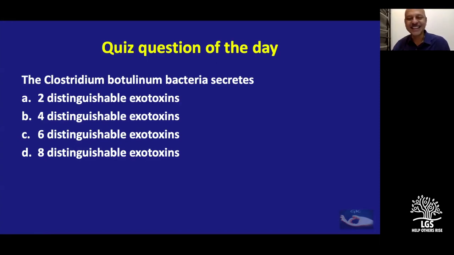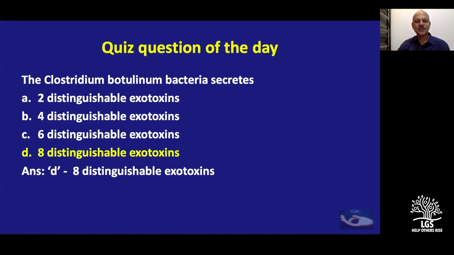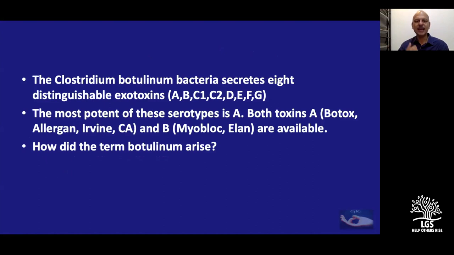Okay. 8 is the right answer. You have said 2. Only 2 are mainly used in medical practice, but there are 8 toxins that are produced by Clostridium botulinum. So there are 8 distinguishable exotoxins, and the toxins are named A, B, C1, C2, D, F, G. And the most potent of these serotypes are A and B. So these two are available for medical use. That is why I think you said two.